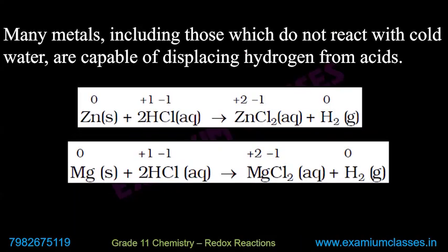Many metals, including those which do not react with cold water, are capable of displacing hydrogen from acids. So zinc displaces hydrogen from acid, magnesium displaces hydrogen from acid. All these reactions, write and memorize.